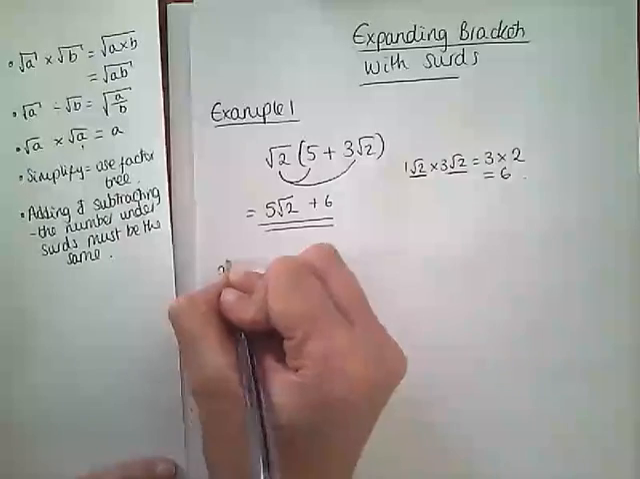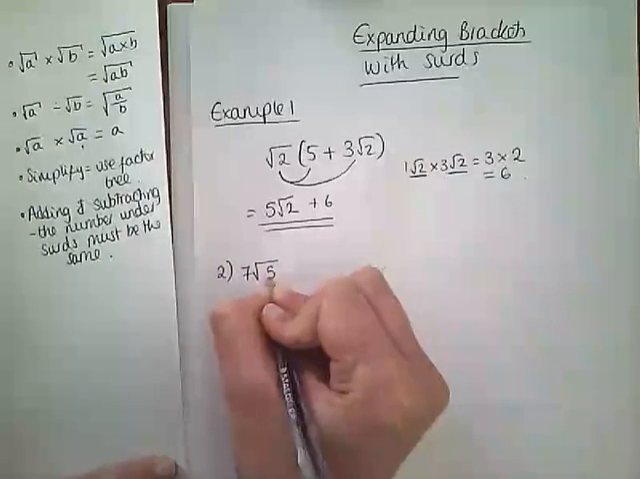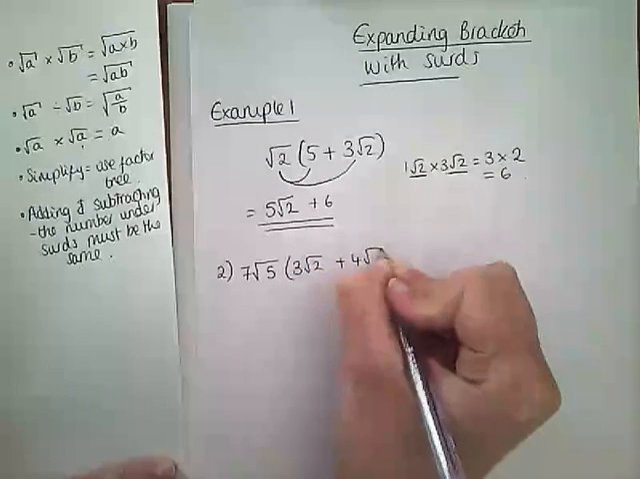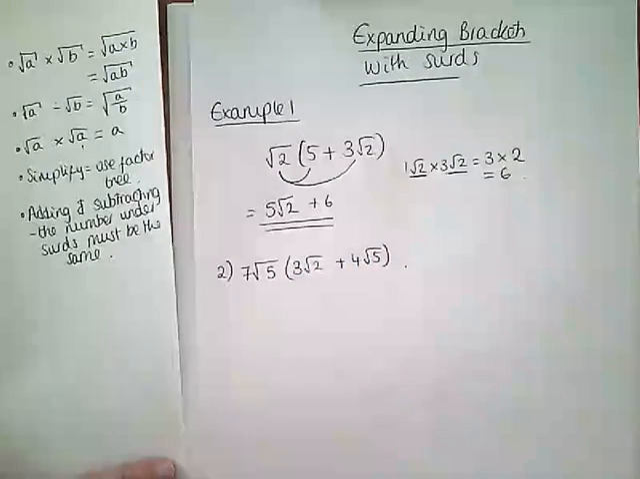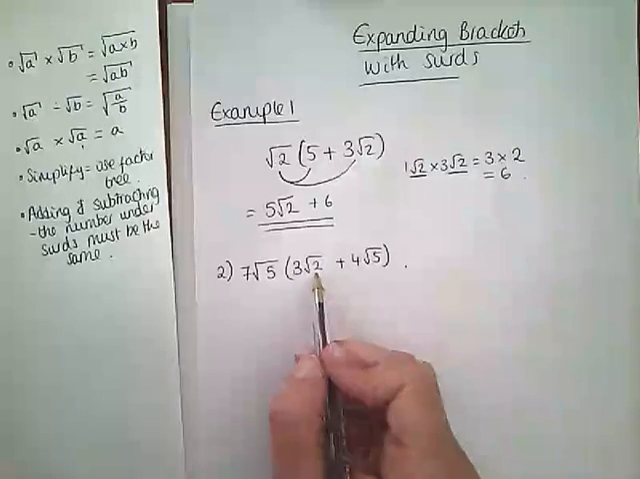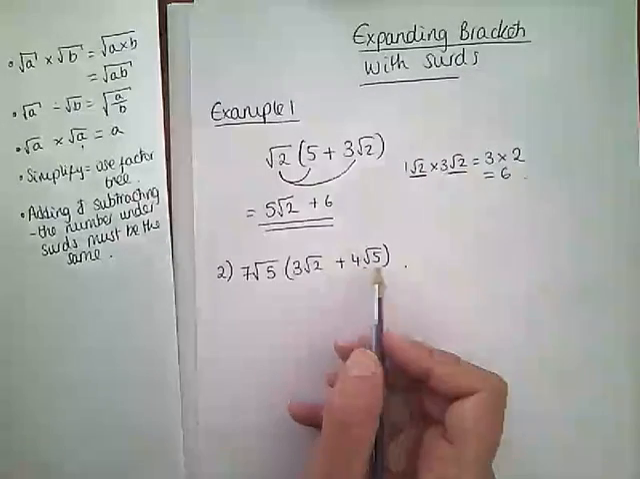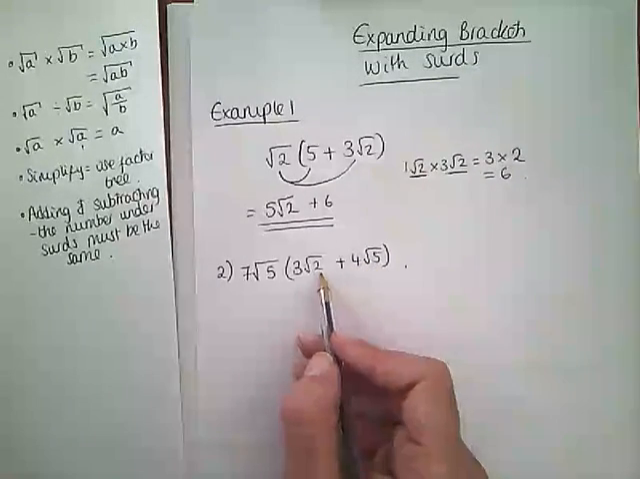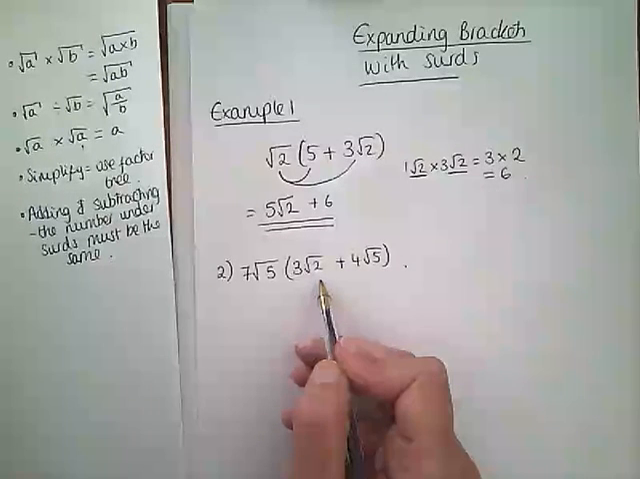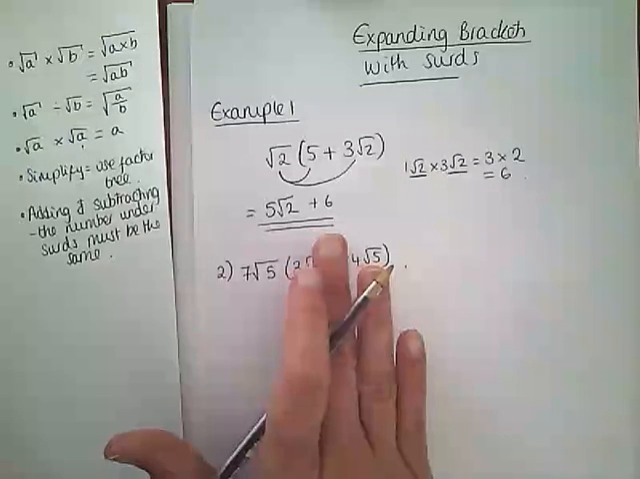Okay, let's look at another one. Let's say we had 7 root 5, open brackets 3 root 2 plus 4 root 5. We cannot simplify inside the bracket at the moment because the numbers underneath our surds are not the same. As we learned earlier when adding, in order to add surds together, the number underneath the surd has to be the same. Just like if you had 3x plus 4y, you cannot simplify that further.